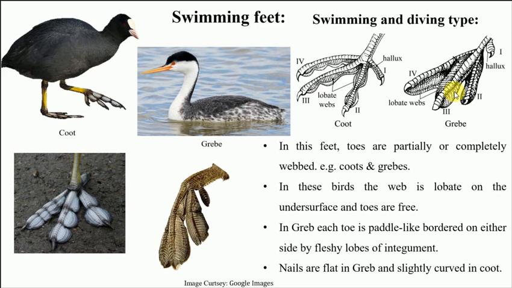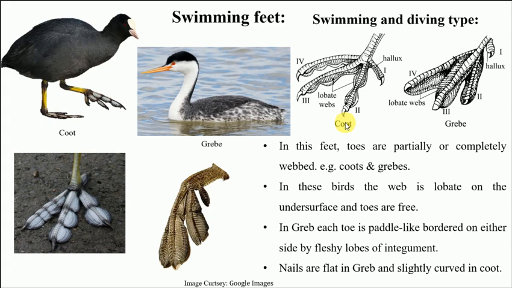In case of the grebe, each toe is paddle-like and bordered on either side by a fleshy lobe of the integument. So here you can see on the digit or toe of the grebe, from either side they are provided with paddle-like broader fleshy lobes of the integument. The nails are flat in case of the grebe, and slightly curved in case of the coot. So here in the coot you can see the nails are quite curved.